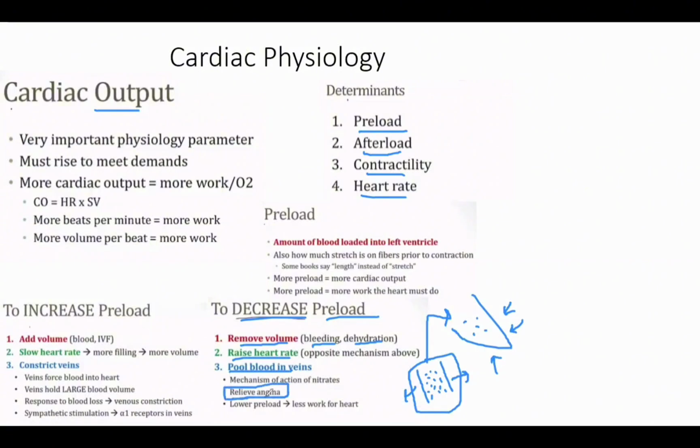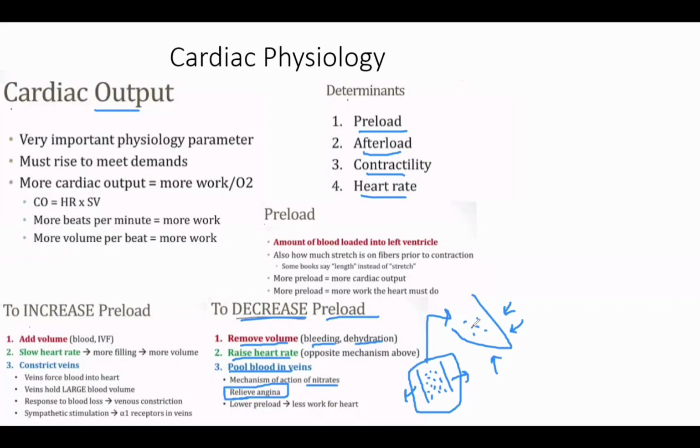The angina is reduced by this mechanism because when we give nitrates to a patient, it causes vasodilation of the veins, and that lowers the preload. And when the preload is lowered, the heart will need less work for the contraction.